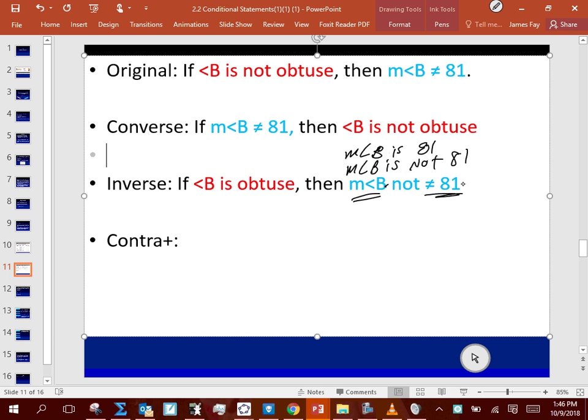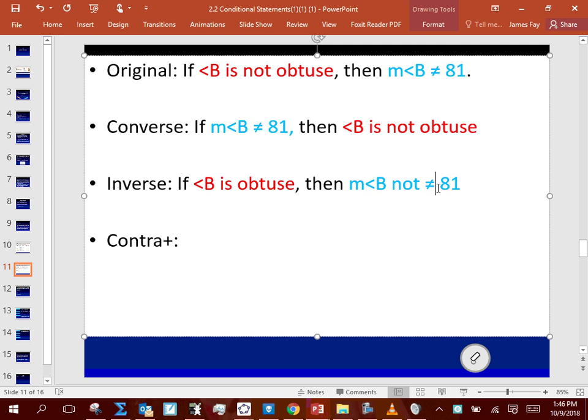Measure of angle B is not 81. So if I negate that, there'd be another not right here with this not, right? Well, that will just cancel that out, and what's it leave me with? Angle B is 81, correct? I think people sometimes struggle with that because we're using a symbol instead of words, but when you have not equal to and you negate it, it becomes equal to. Okay? So, all right, everybody?